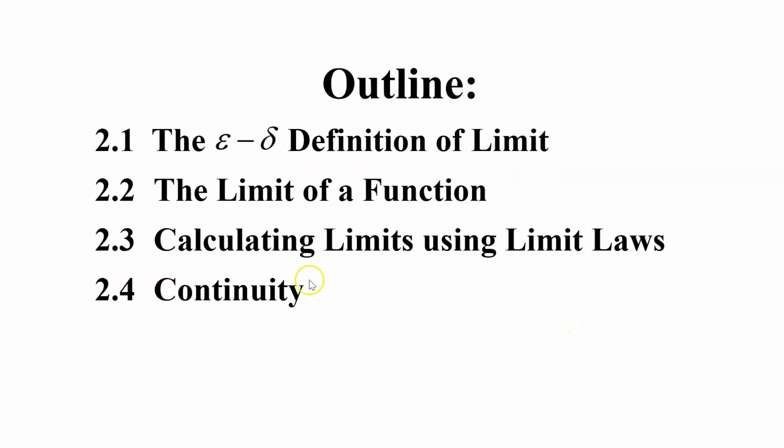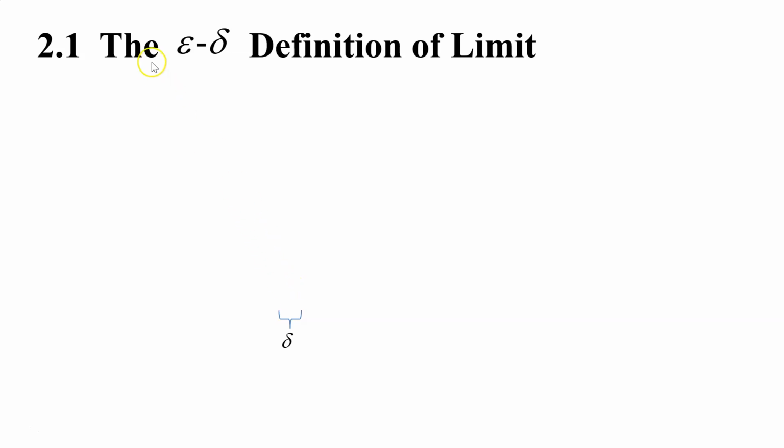So let's see the outline. The first one, we're going to see the epsilon and delta definition of limit. And the second one will be the limit of a function. So this is going to be a combination of a new chapter and the previous chapter we have learned last week. And the third one is calculating limits using limit laws, and the last one will be continuity. So let's see the first one, which is the epsilon delta definition of limit.